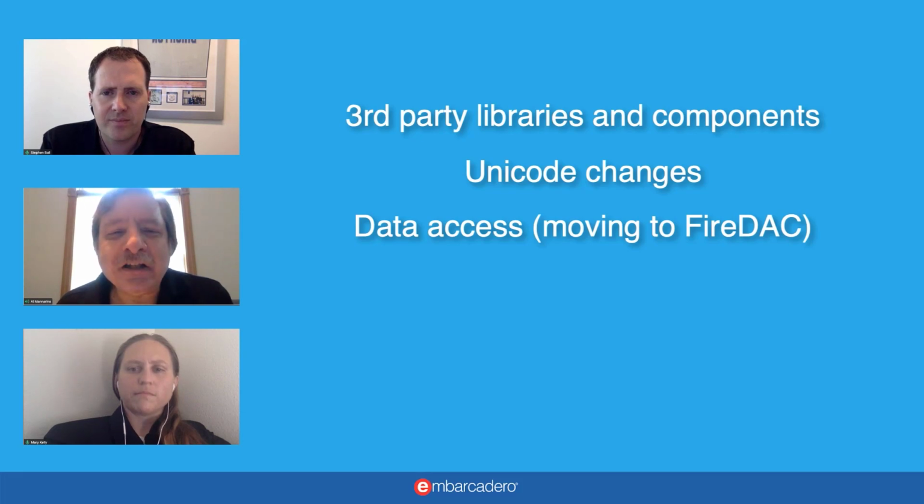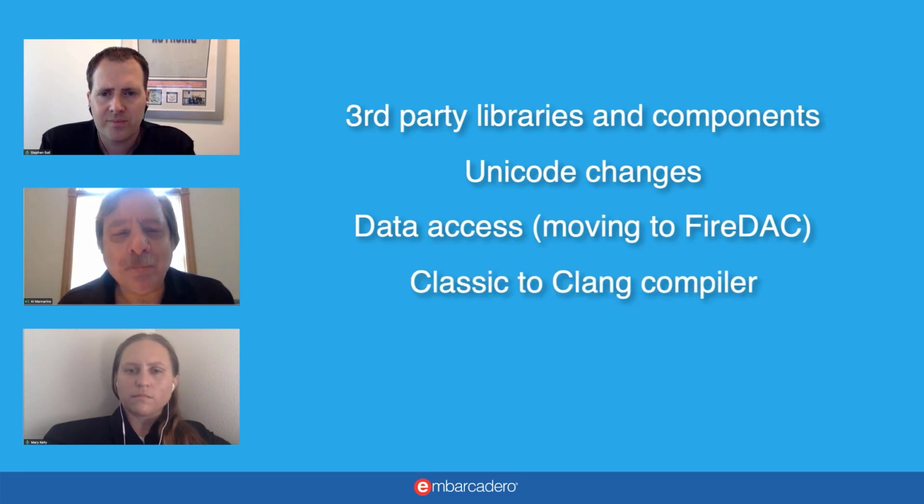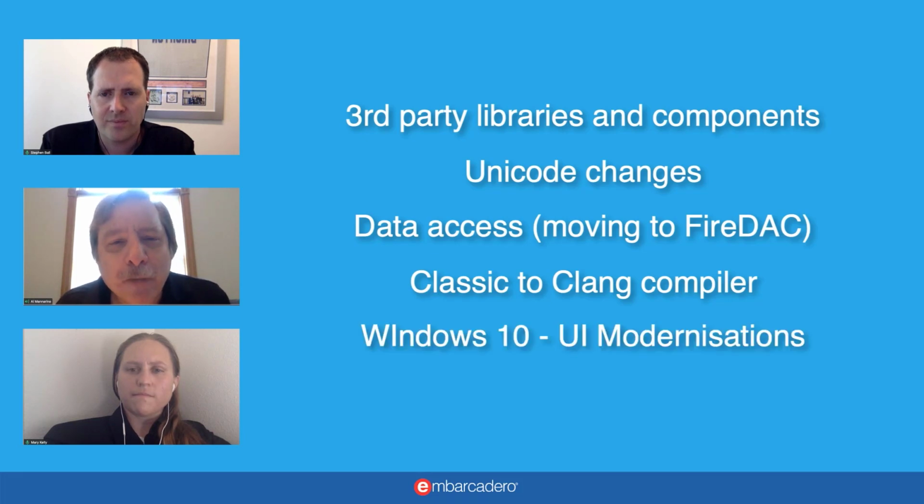Next thing we looked at is switching from the classic Borland compiler to the Clang compiler, a much more modern C++ compiler with greater optimizations. And then finally, we got to look at some new UI modernizations to make the application look newer and more modern. So all in all, migrating a legacy C++ Builder app to the current C++ Builder is a lot easier than anyone thinks it can be.